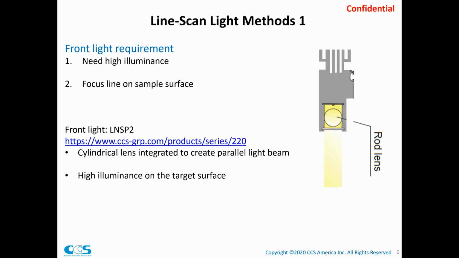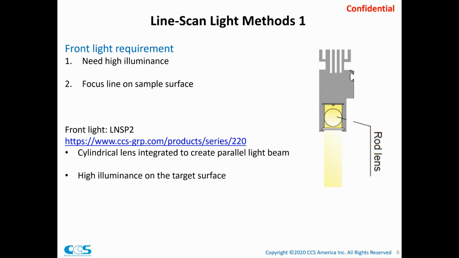For this type of setup, what do we need from the lighting? The first thing is high illuminance. Since we are looking at the reflection coming from the sample, we do need a high intensity. Also, there is usually a relatively long working distance, so we need an optical system to focus the light and create a very focused light beam on the sample surface to create a bright image.